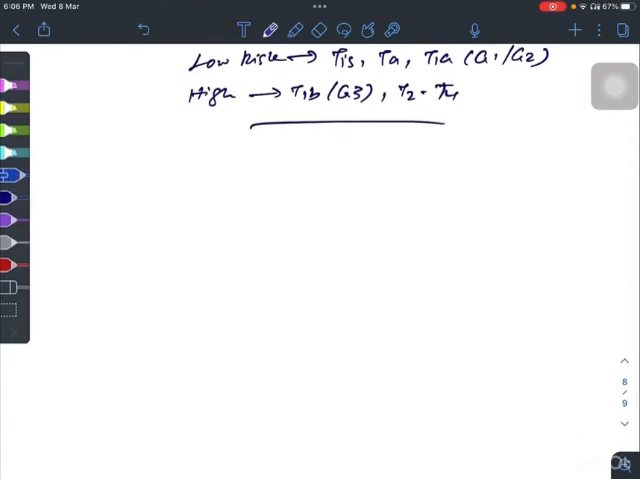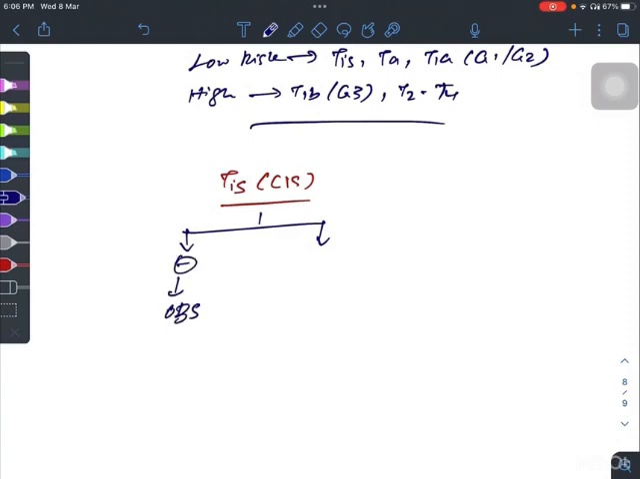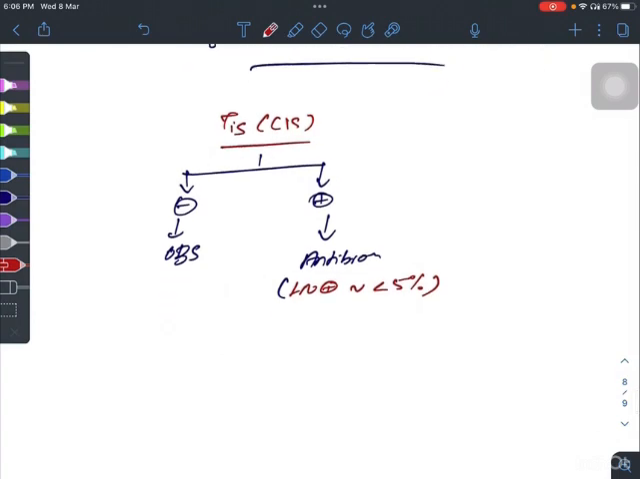So let's see the nodal management for Tis tumor, that is carcinoma in situ. Assess the nodal status first. Palpation is enough. If the nodal status is negative, you observe. If the nodal status is positive, you go for antibiotics. The reason for antibiotics is that in Tis, the lymph nodal involvement is less than 5%. So it's unlikely to be a lymph nodal metastasis rather than an infection. So after giving antibiotics, you reassess the lymph nodes.